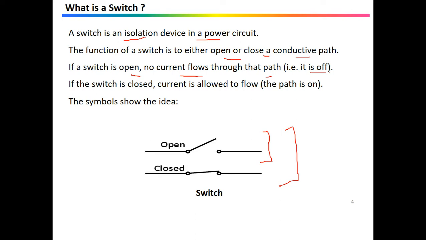A fuse can be quicker at interrupting the flow of power, but when it melts, it must be replaced. So this is the issue with the fuse. However, when we have a switch, on the other hand, we just need to reset the switch. Okay, so that is the difference and the usage, where we use a fuse and where we can use the switches.